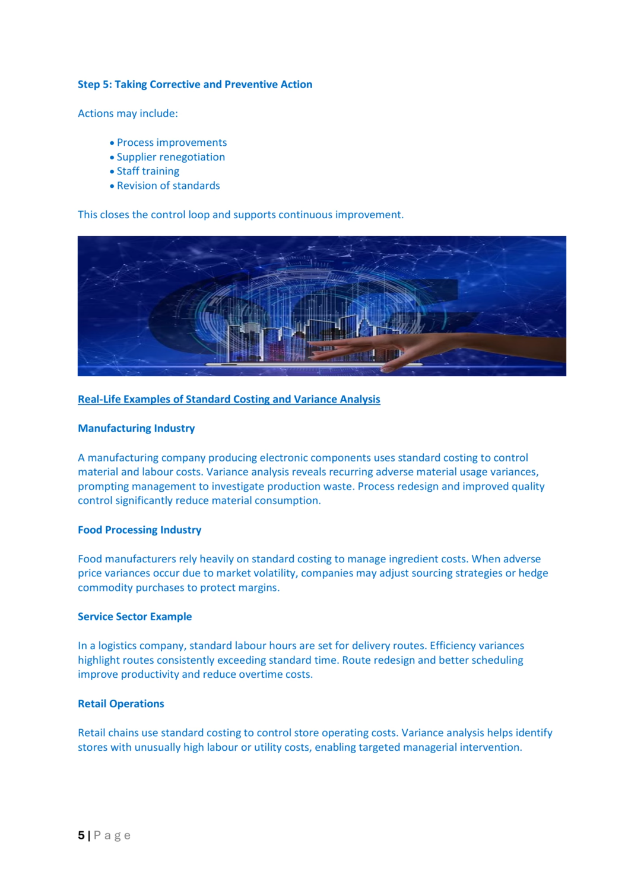These actions might involve making process improvements, renegotiating with suppliers to get better terms, providing additional training for staff, or revising standards to better reflect current conditions. This step effectively closes the control loop, helping organizations continuously improve. For example, in manufacturing, standard costing helps identify areas where material waste is high, leading to process redesign and better quality control. In food processing, companies adjust sourcing strategies or hedge commodity purchases to manage price variances.